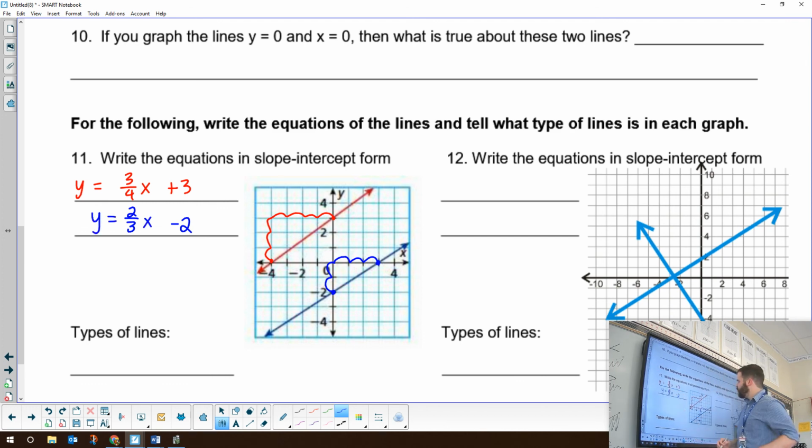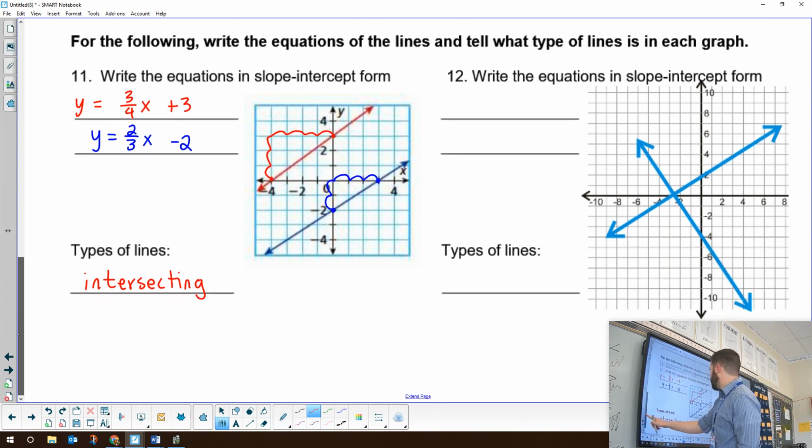Okay, so here's the deal. Whenever I first look at this, I was like, oh, those are parallel. But once I actually counted the slope, I saw that the slopes are different. Well, these two lines are going to keep going down here, and they're going to intersect somewhere down here. So, but they're not perfectly parallel, and they're obviously not perpendicular. So what types of lines are these? These are just intersecting. Okay? So you're going to do the same thing here for number 12. But these two definitely look, well, they might be perpendicular. So these are intersecting. All right.